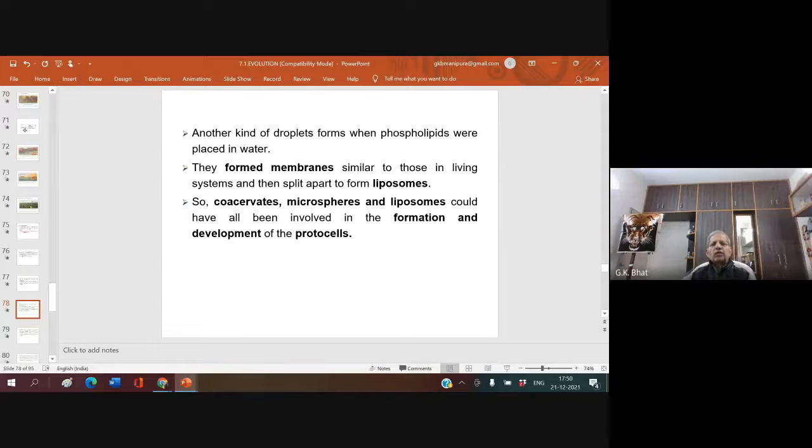Another kind of droplet forms when phospholipids are placed in water. They form membranes similar to those in living systems and then split apart to form liposomes. So coacervates, microspheres, liposomes, or what you have heard called protobionts, eubionts, they all are one and the same, and they have all been involved in the formation and development of the first cell or protocells.